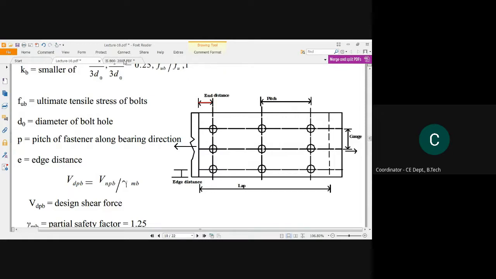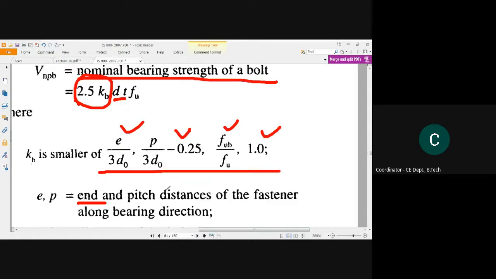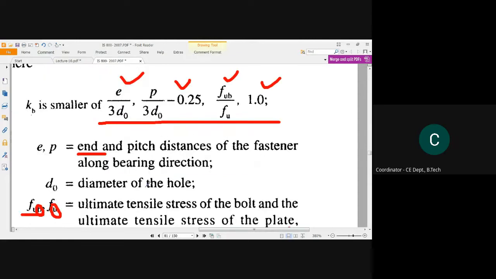Remember? So this will be our E value. Next, D naught is our diameter of hole. So that end distance divided by 3 into diameter of hole, we will get a value. Next, P divided by 3D naught. P is representing the pitch distance.